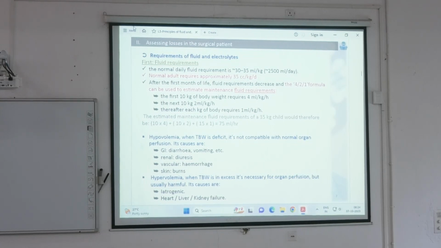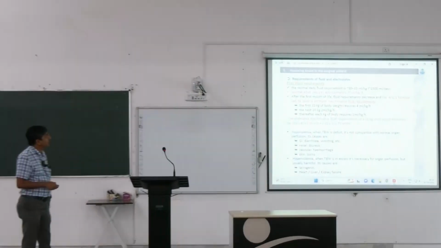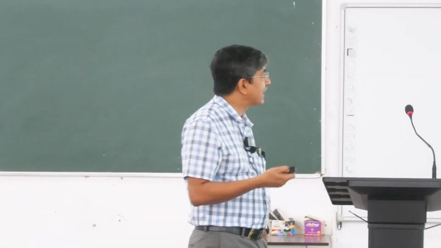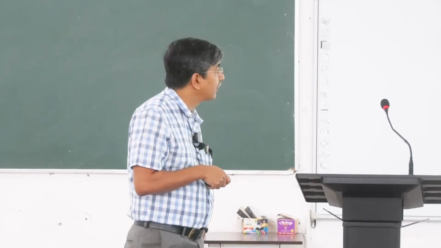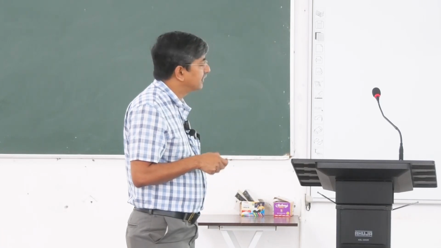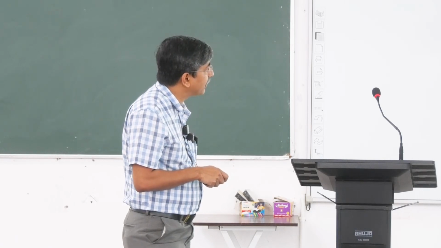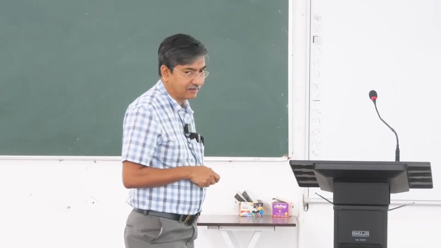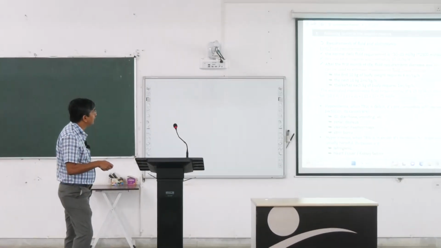So how do we calculate fluids then? There is a formula. You have to remember this throughout your life. The 4-2-1 formula. What is that? For the first 10 kg, we need fluid of 4 ml per kg per hour. Just think of a 40 kg patient. The first 10 kg of body weight requires 4 ml per kg per hour. The next 10 kg we need 2 ml per kg per hour. Thereafter, for each kg we need 1 ml per kg per hour. This is called the 4-2-1 formula.